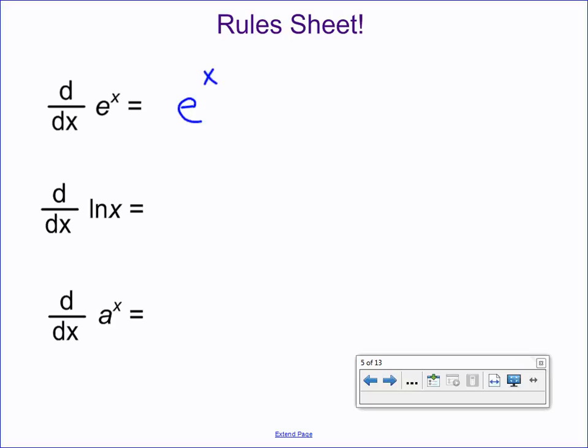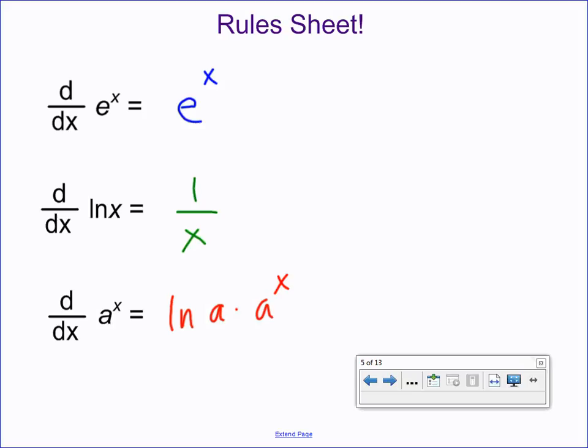I know the derivative with respect to x of e to the x is e to the x. What's the derivative with respect to x of ln of x, natural log of x? What does that differentiate to? James? 1 over x. 1 over x, thank you. And for a non-base e exponential, call it a to the x for some positive constant a, what does that differentiate to? Ben? ln of a times a to the x. Awesome, thank you. So we got our rule sheet and the last shortcut rules added.